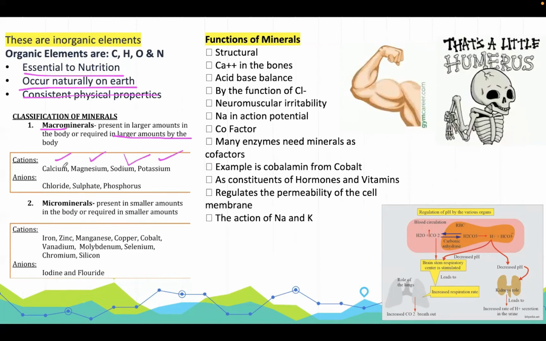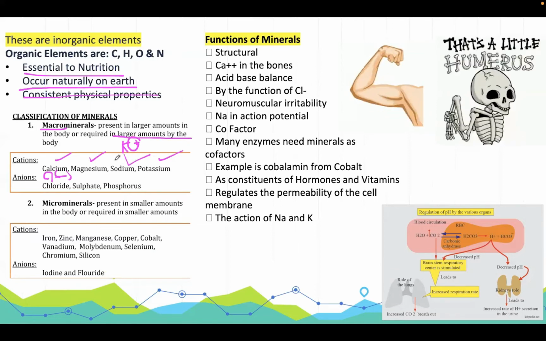CMSP. So, the anions, di ba, negative charges yan, yung mga chloride. So, pag sinulat mo kasi si chloride, Cl, tapos may negative sign sa taas. So, sulfate and then your phosphorus. So, pag sinulat mo kasi sila potassium, yung kanilang mga element, merong positive sign dyan. So, meaning it is a cation. Now, let's move forward to your microminerals.